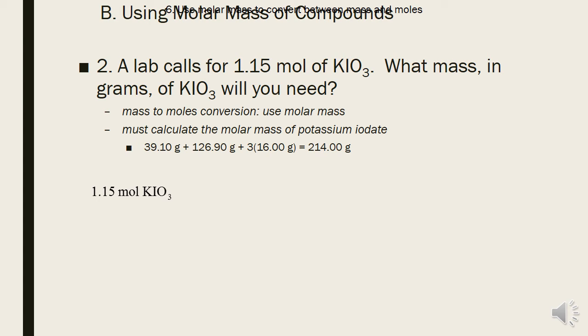So converting from moles to mass, again we just use our molar mass as a conversion factor. Every mole of potassium iodate has a mass of 214 grams, so moles cancel, and we get 246 grams of KIO3.